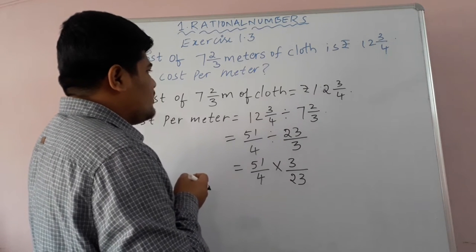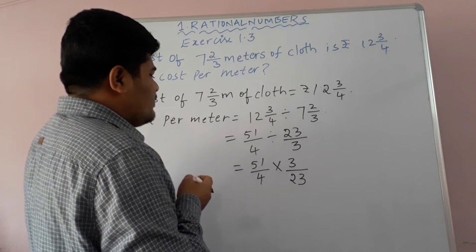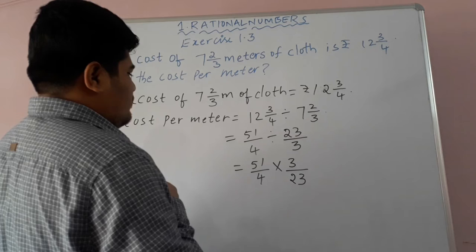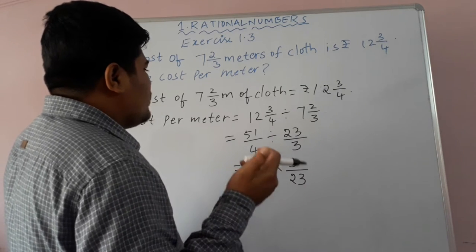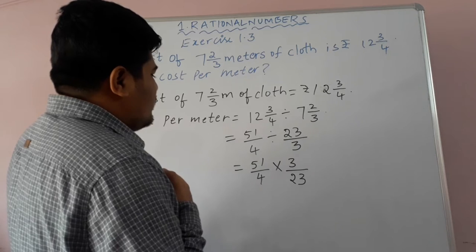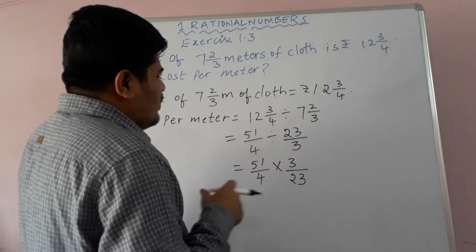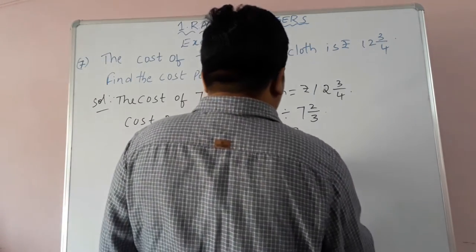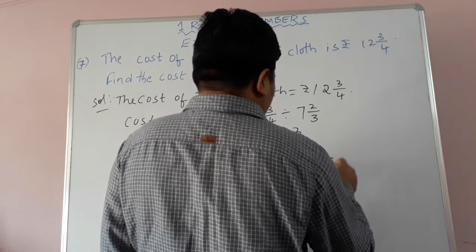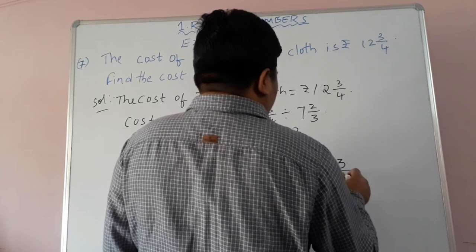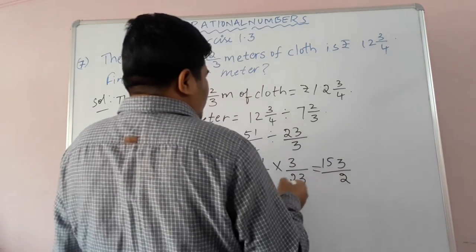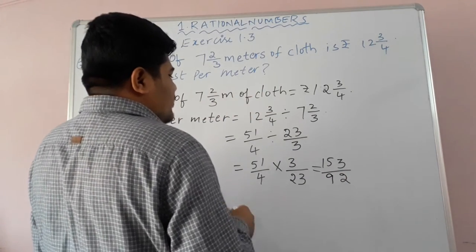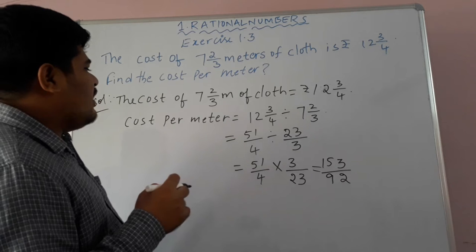See, 23 is a prime number, and here 4 is there, so common factors are not there between numerators and denominators. So we need to take the product of numerators by the product of denominators. Product of numerators: 51 3s are 153. Denominator: 23 4s are 92. So now children, 153/92.